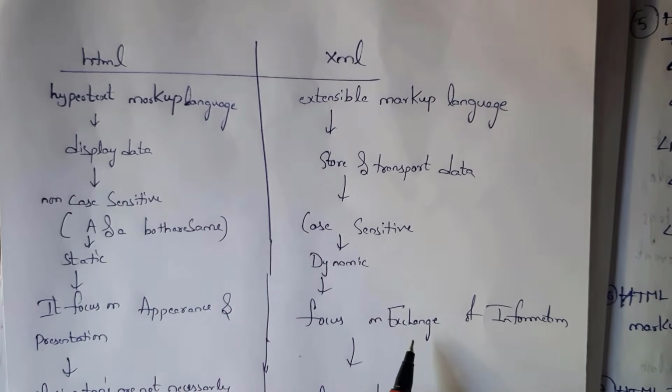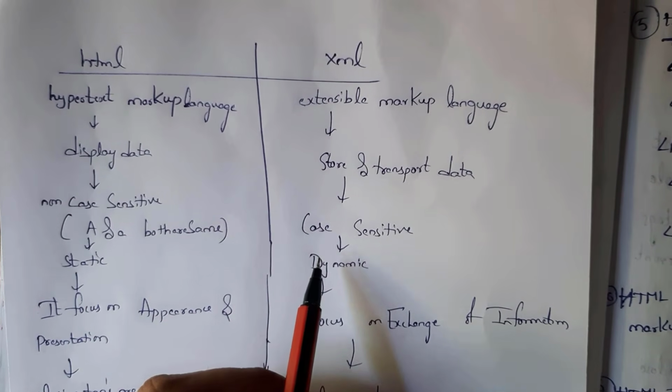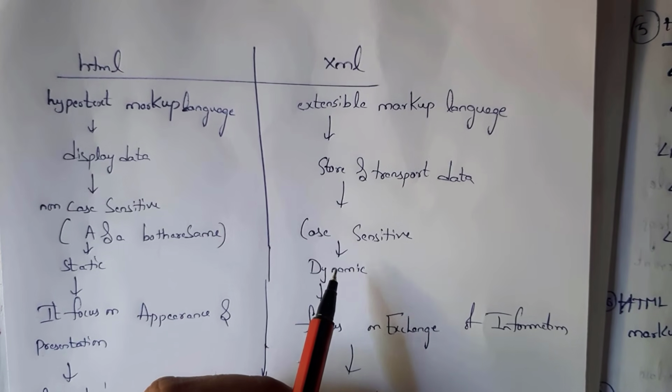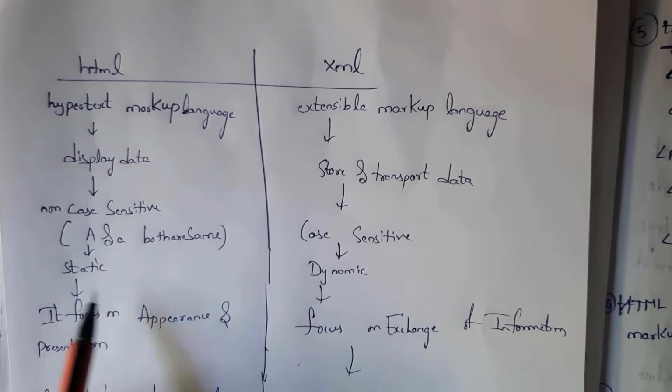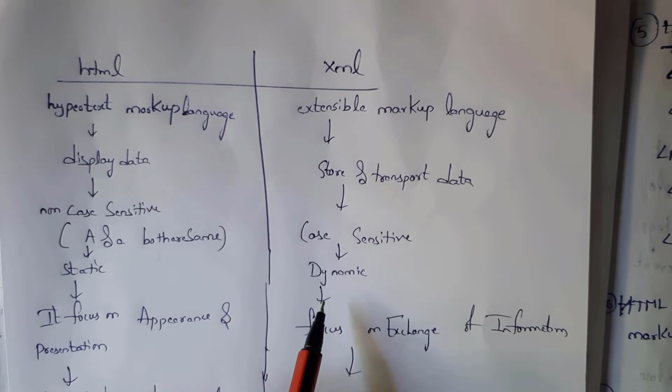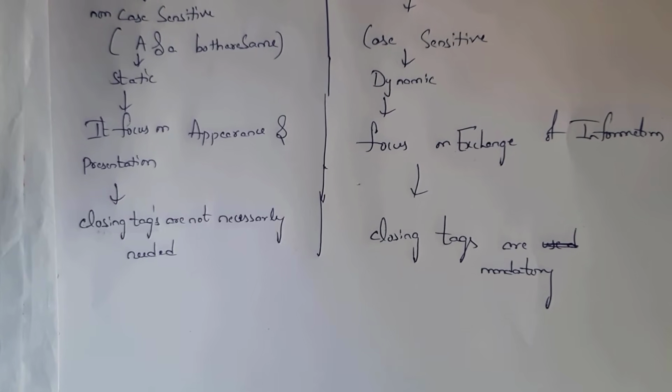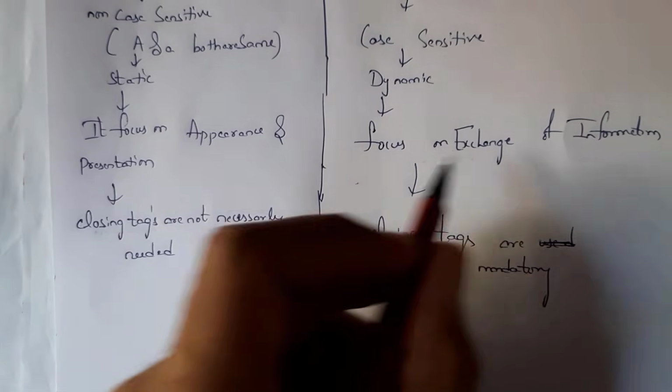But XML is case sensitive. That means it treats capital A and small a differently. This is the meaning of case sensitive. HTML is static in nature, whereas XML is dynamic in nature. HTML mainly focuses on appearance and presentation, whereas XML focuses on the exchange of information.